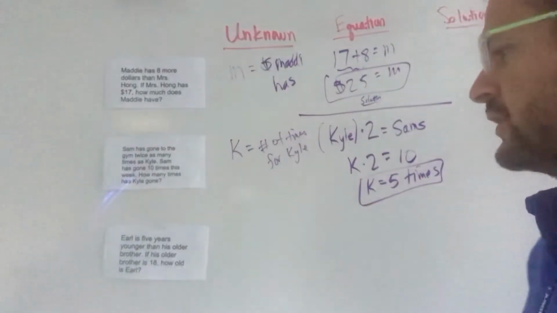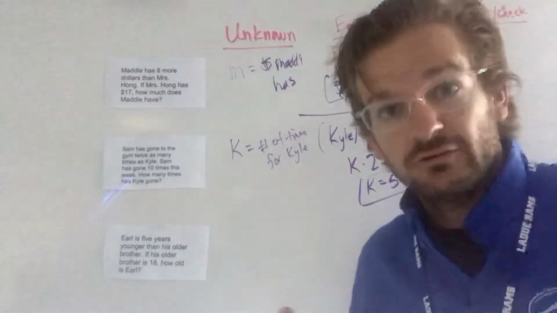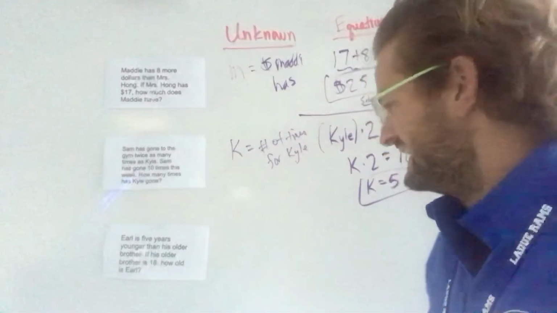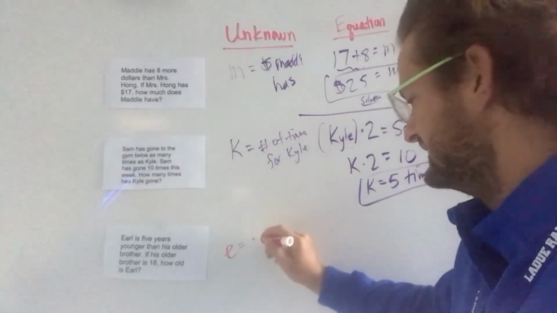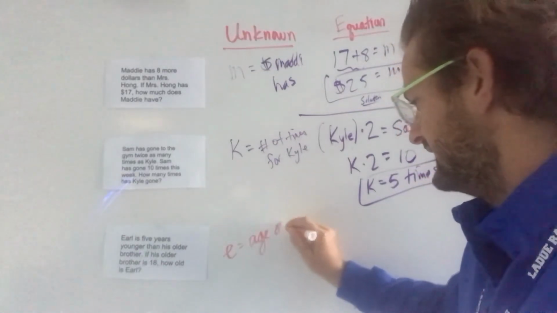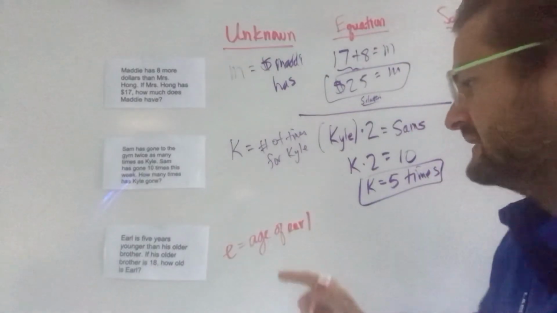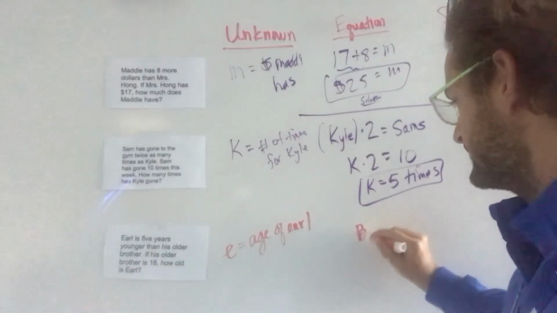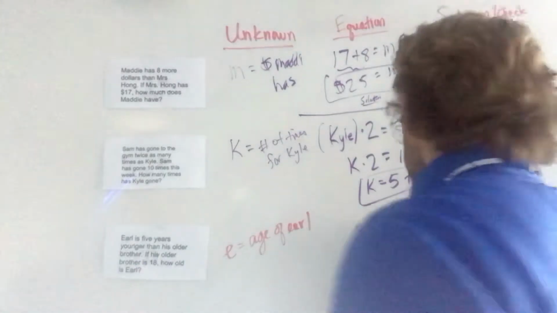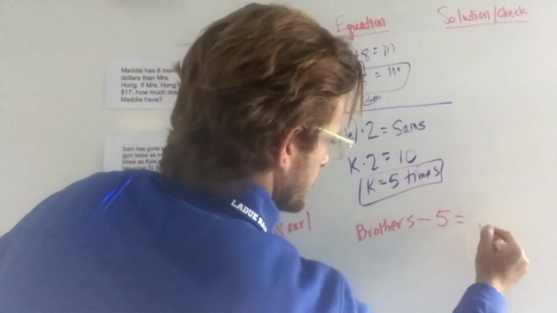All right, the last one. Earl is 5 years younger than his older brother. His older brother is 18. His older brother is older. How old is Earl? We don't know how old Earl is. I'm going to call that E, age of Earl. We do know that he's 5 years younger. If we have his brother's age and we subtract 5, we're going to get Earl's age.